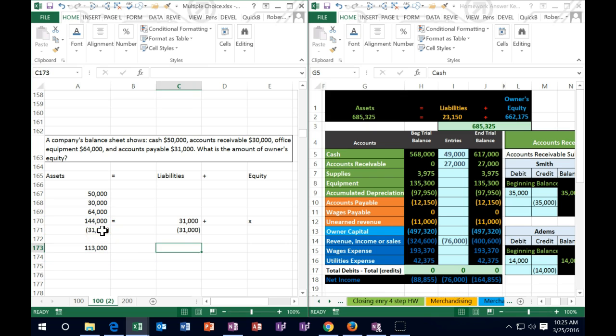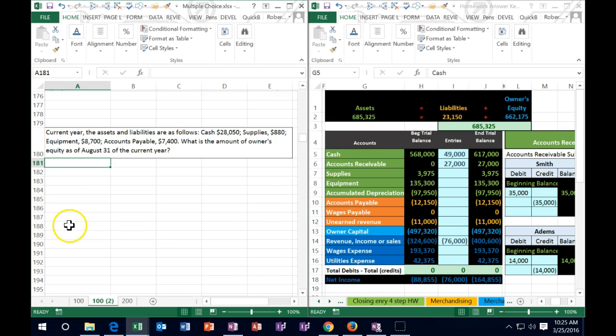And of course, if we did the same thing over here, we would be left with just X. And then if we were to rewrite this, we would just say that equity, which equals X, equals the 113. So that means that equity's got to equal, if that's the only data we have, 113,000.